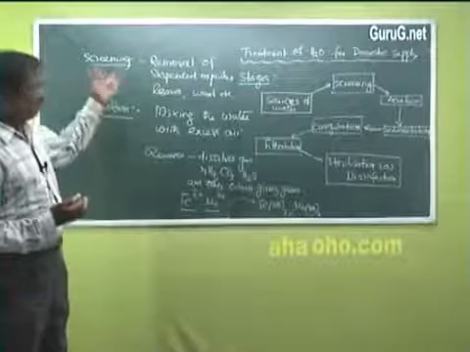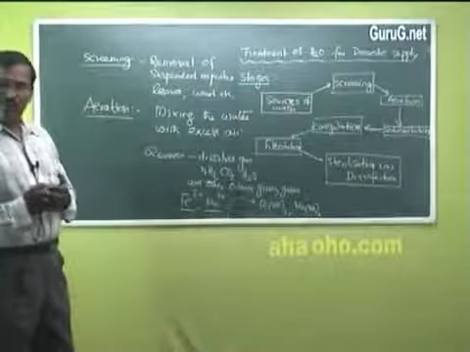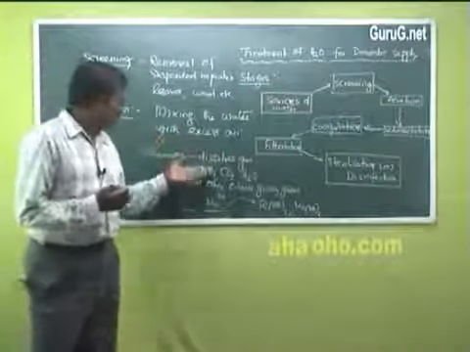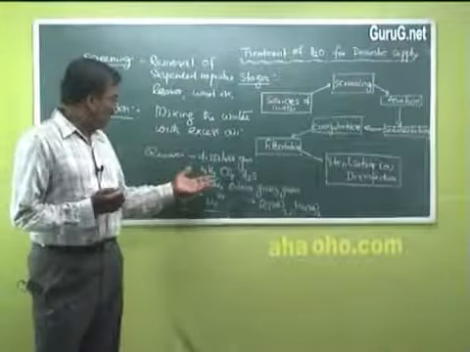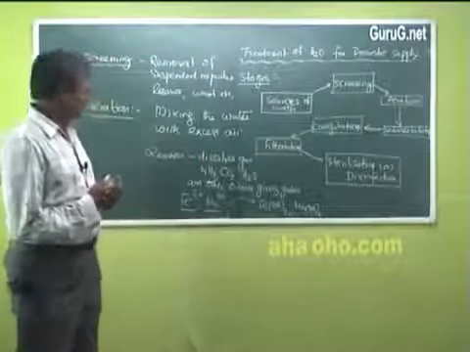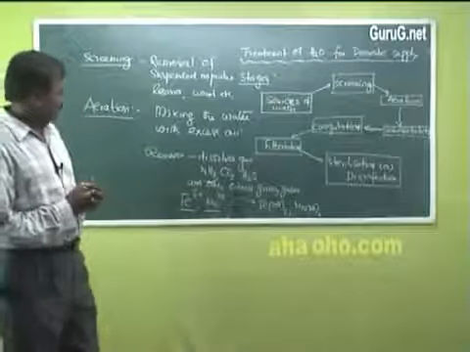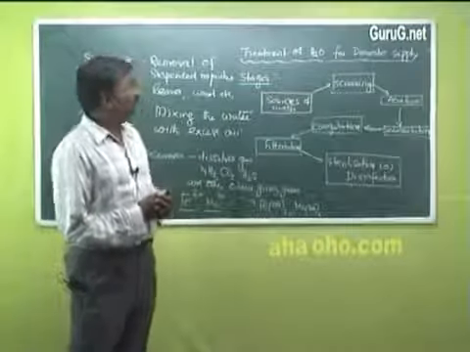So screening is just to remove the floating objects, and aeration is to remove mainly gases like ammonia, carbon dioxide, hydrogen sulfide, and to convert soluble metal ions into insoluble metal hydroxides.